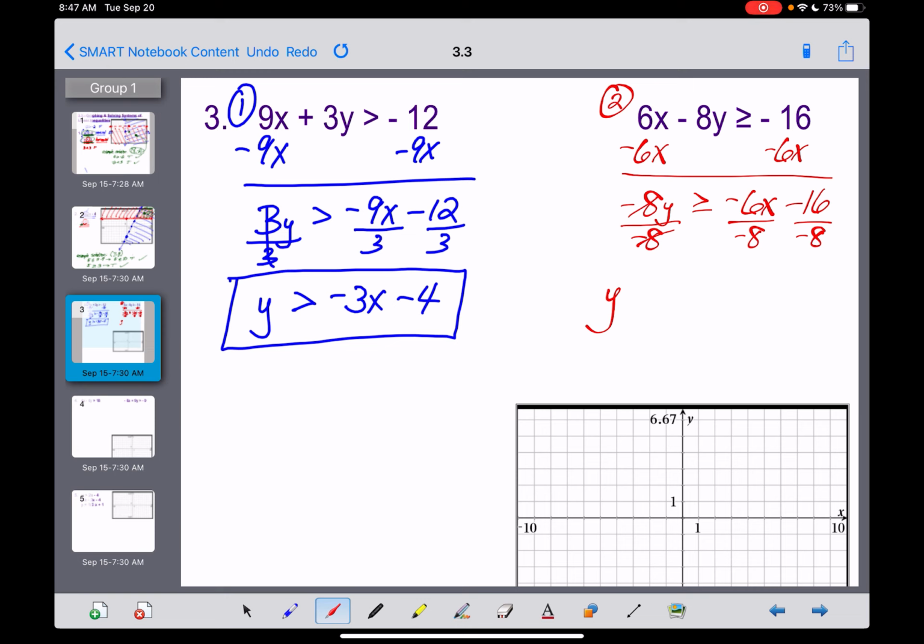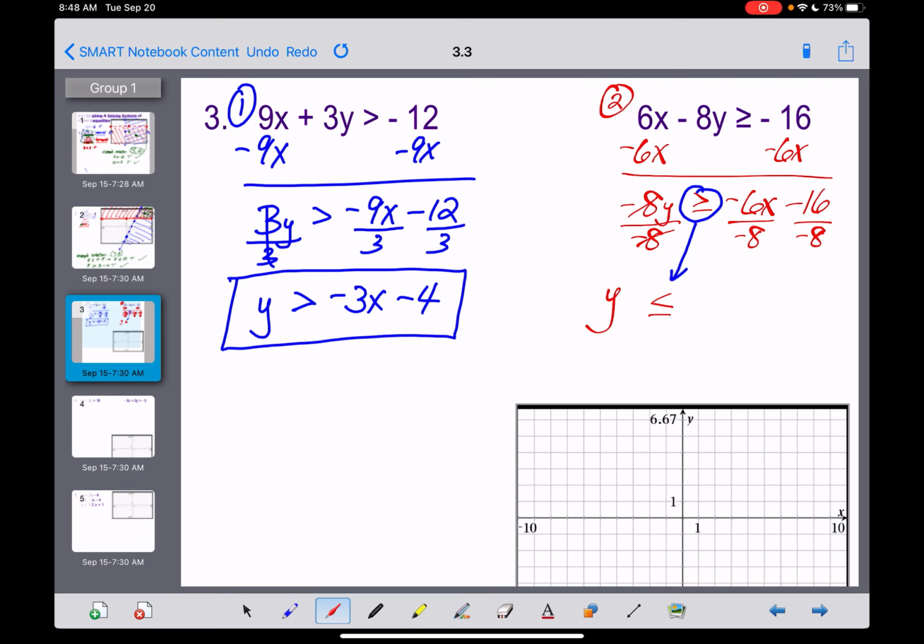And now, everybody, here's the thing I'm hoping you remember from the end of chapter 2. When you are multiplying or dividing, and in this case we're dividing, both sides of an inequality by a negative number, which in this case is negative 8, that is when you have to flip your inequality sign right here. It was greater than or equal to, but now that we've divided by a negative, it flips into less than or equal to. Now let's keep going.